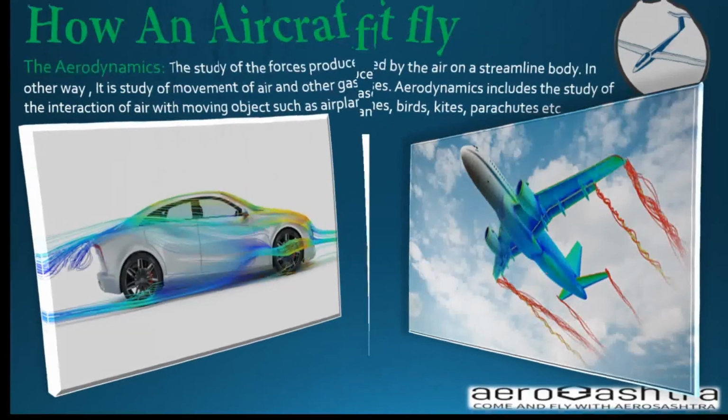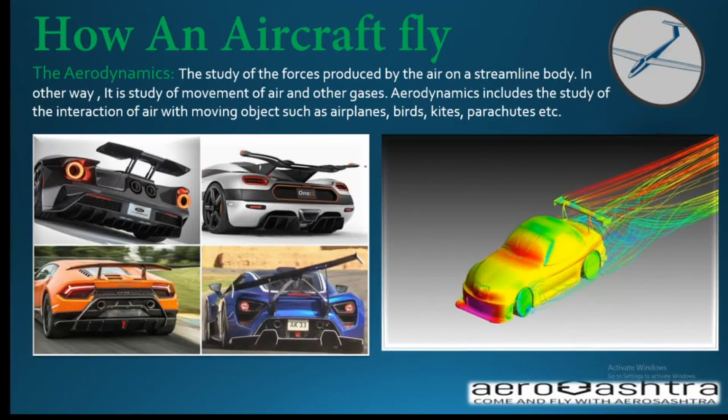So, in the next slide we will try to find out how these forces come into the picture. If you see, this is a car. Can you please tell me why this kind of spoiler is there on this kind of car? Right now, you can see this spoiler has a shape like this. This is nothing but the streamlined body shape.